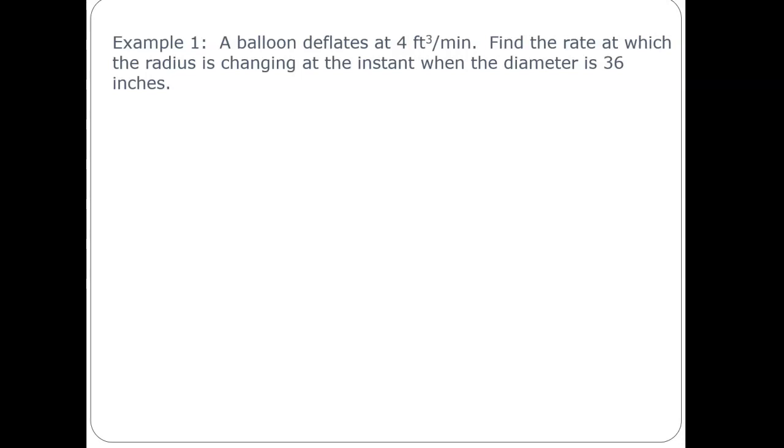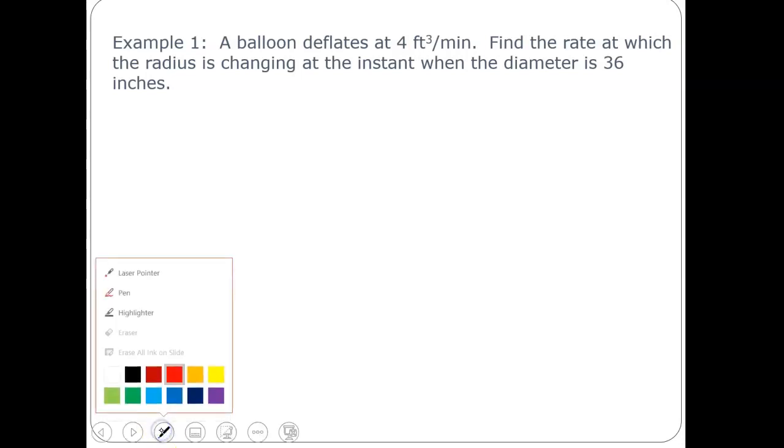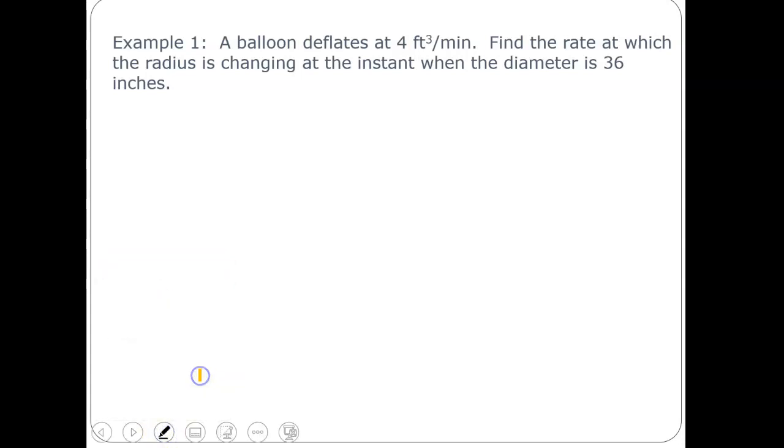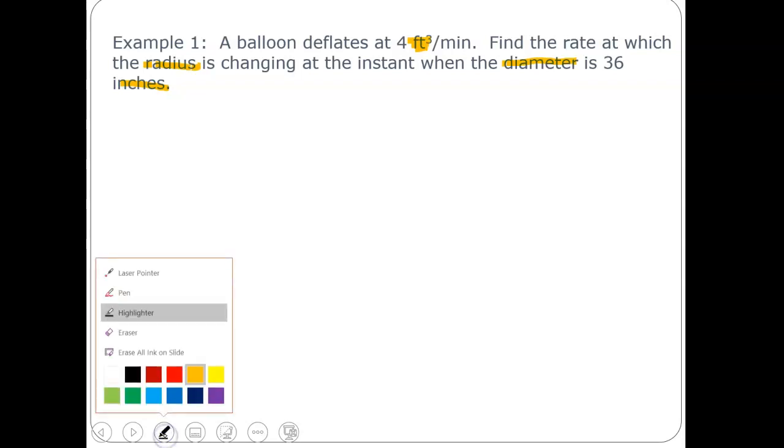The second thing we need to take into account is that we're looking for the rate of change of the radius, but we're given diameter. And we're given diameter in inches, but volume in cubic feet. So we have to take into account units, conversions, and really ultimately, what are we looking for?